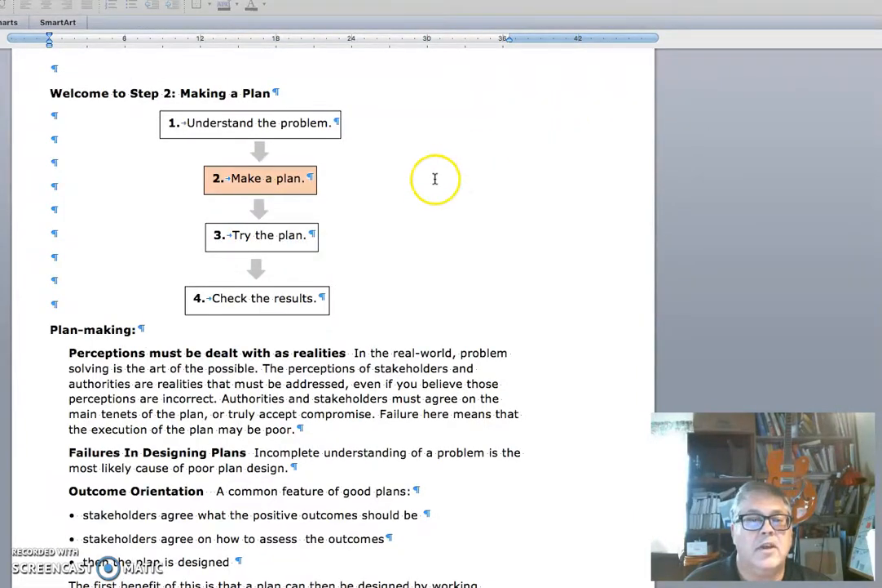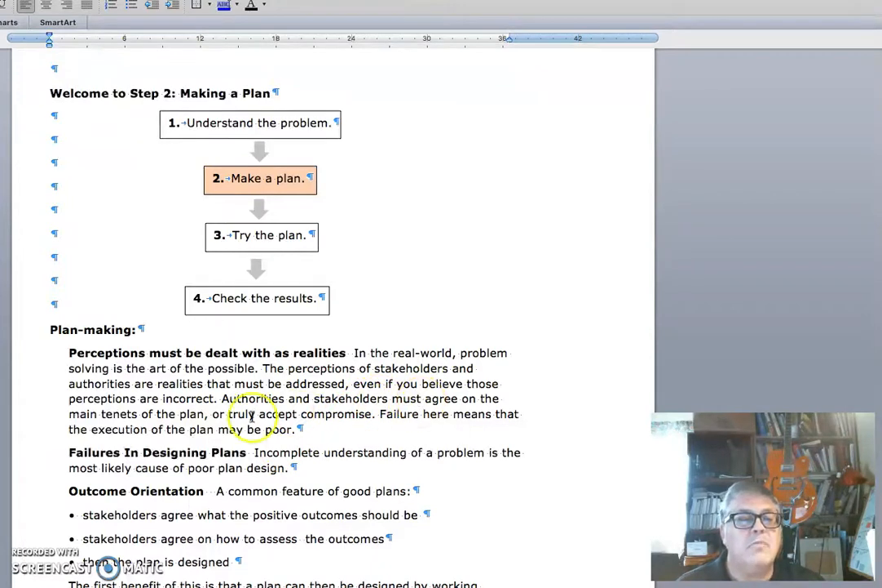Okay, so what happens when we get to step 2? Welcome to step 2, make a plan. There are some problems that you get to when it's time to make a plan, if you've managed to understand the problem. One of them is that perceptions have to be dealt with as realities. In the real world, if you've got a lot of stakeholders, problem solving is the art of the possible. That's actually a saying from politics: politics is the art of the possible. In other words, let's figure out what we can actually achieve. It's important to understand that the perceptions of people have to be treated as realities that you address, even if you believe their perceptions are incorrect.